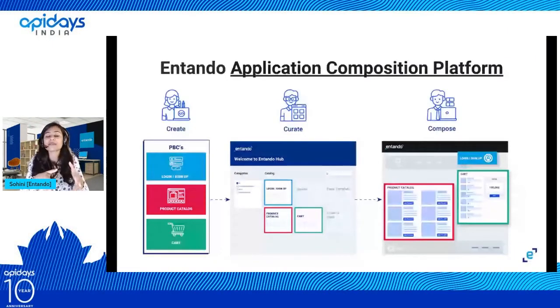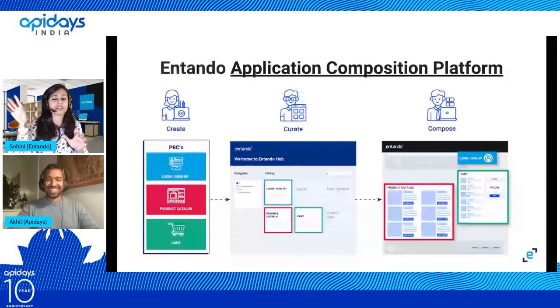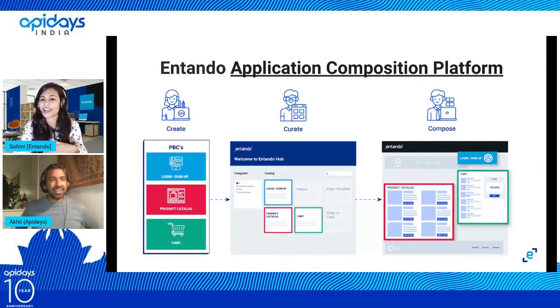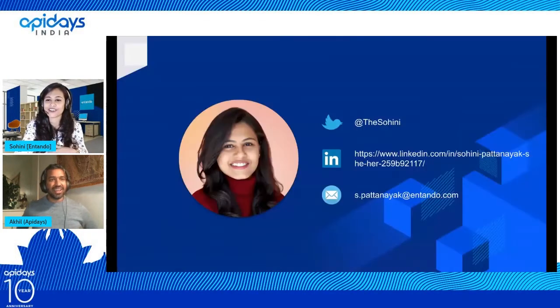So finally, the composer, or the group of composers, would use those PBCs on a single page application or a full stack application. And finally, the consumer will be able to use the application. So they could analyze or monitor it. So yeah, that's about the 4C's of application composition.